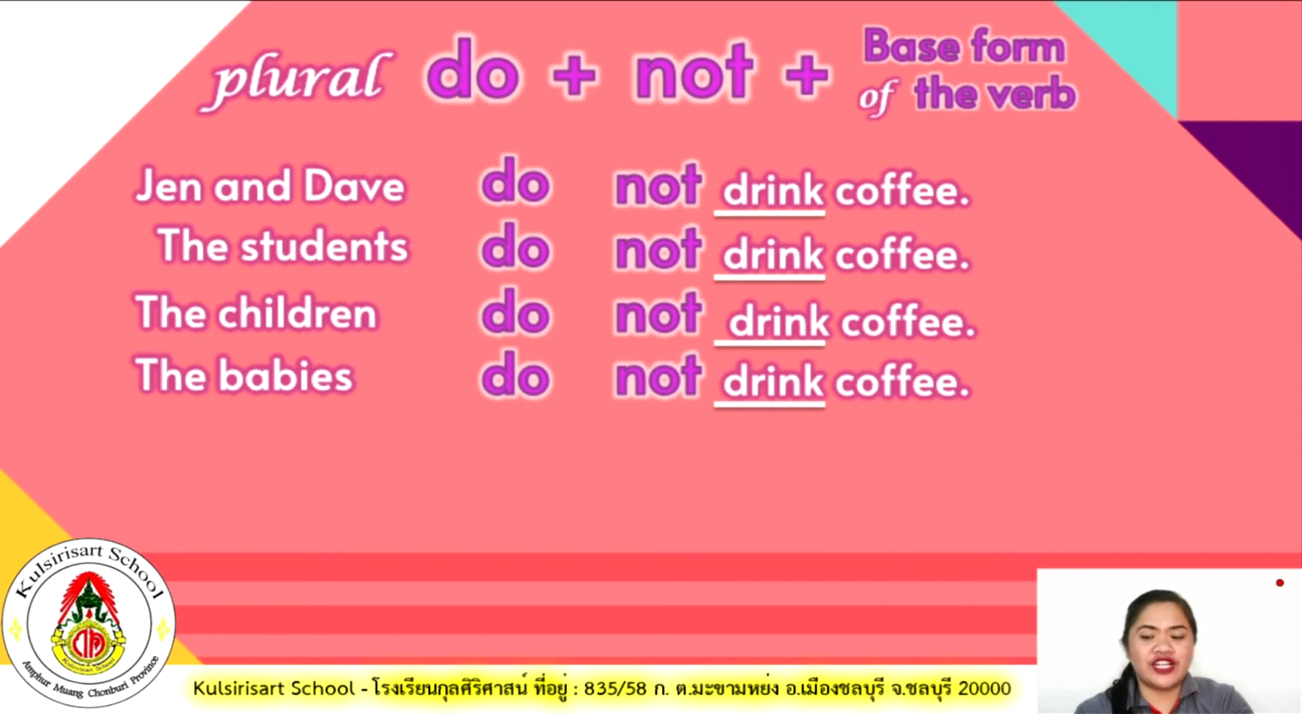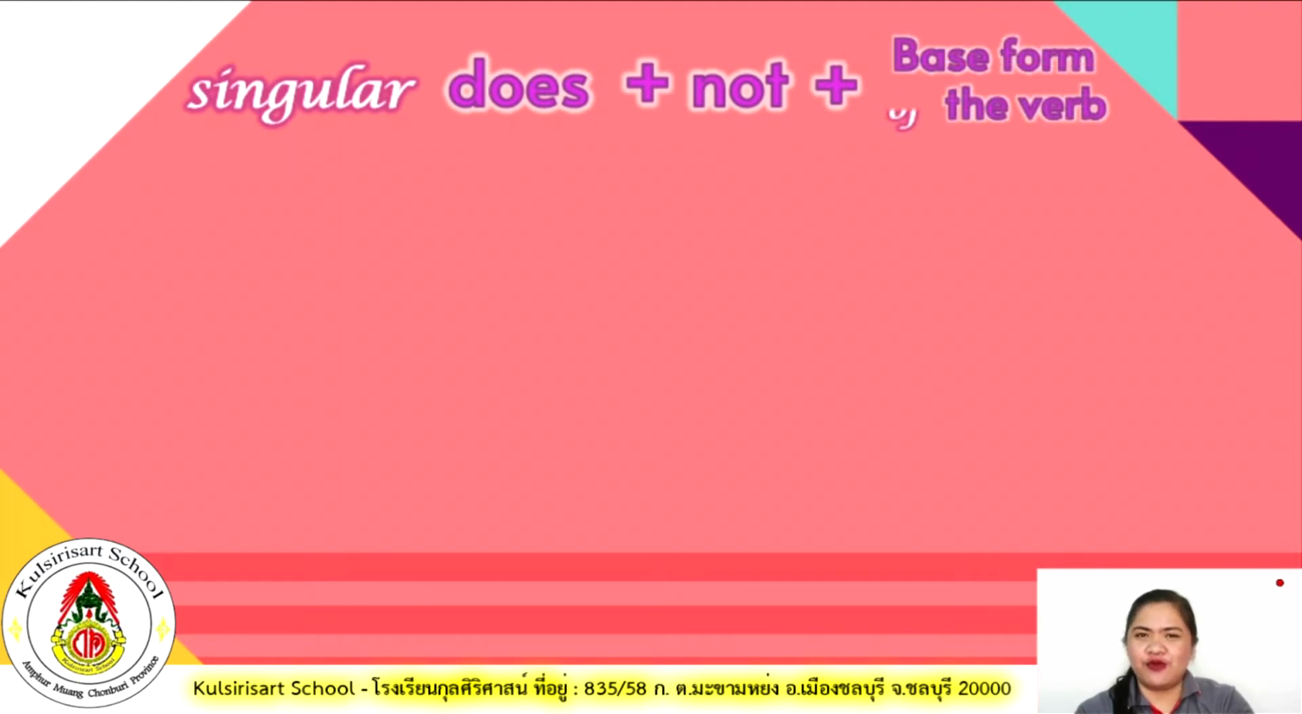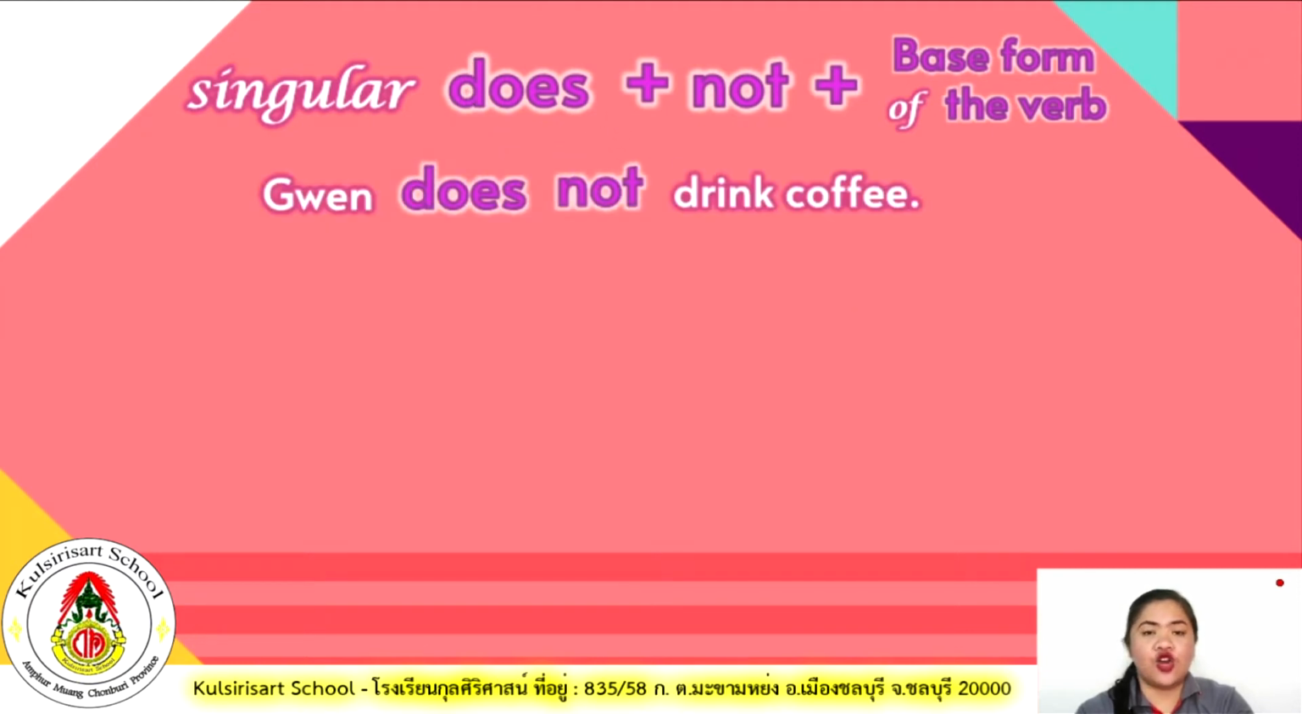Okay, we're finished with the plural. Now let's proceed with the singular. Class, again, when we talk about singular, what helping verb are we going to use? Very good. We are going to use the helping verb does. Okay, we have here the example, Gwen. Only one name, meaning only one person. Gwen does not drink coffee.